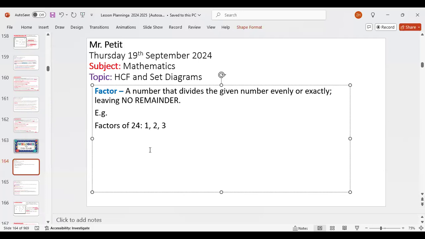Who said 5? Oh, no. Six is a factor as well. 6. What else? 8. 12. And 24 itself. Very good. That's a very good observation.